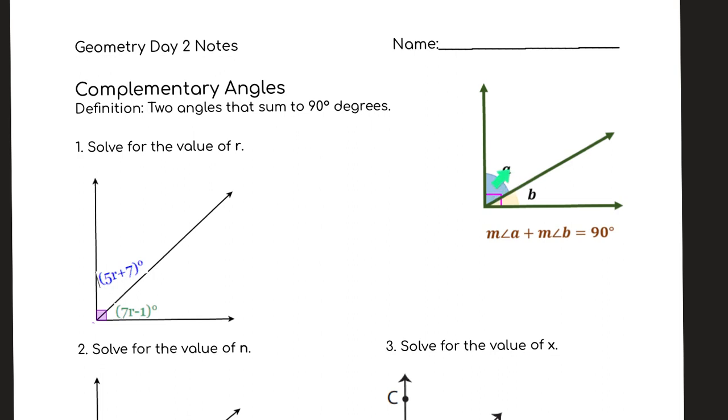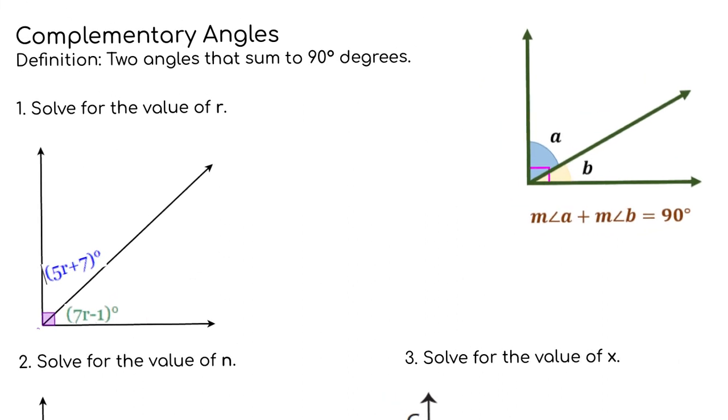For instance, in this case, if I add angle A and angle B in this right angle, they add up to 90 degrees. Okay, so let's look at an example first. In this example, we have 5r plus 7 and 7r minus 1. We don't know how many degrees each one is, but since this box tells us it's a right angle, which adds up to 90 degrees, both of these added together should equal 90 degrees.